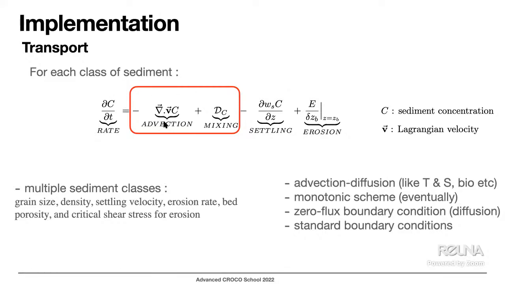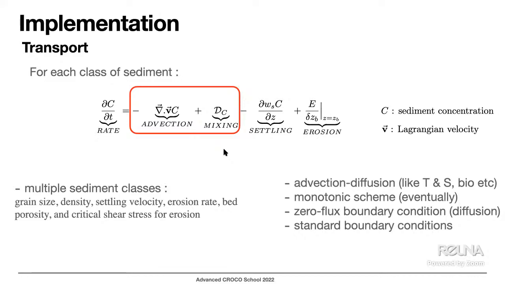So there is nothing special to do to take into account Stokes velocity because it's already included there. And each sediment is a tracer, which is described by some parameters: the grain size, the density, a settling velocity, an erosion rate, a porosity, and a critical stress for erosion. And maybe what can be specific is you may want to use a positive advection scheme or a monotonic advection scheme to avoid creating overshoot and negative concentration of sediment. So there are some available within CROCO.